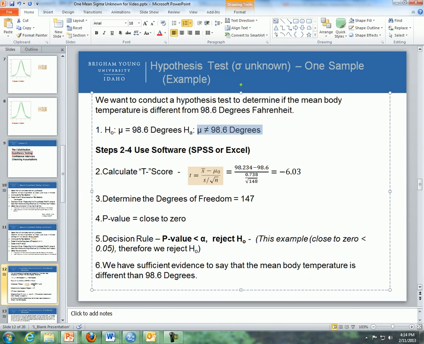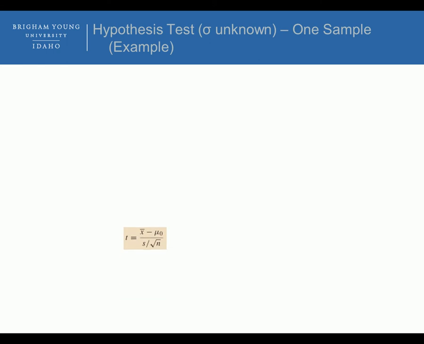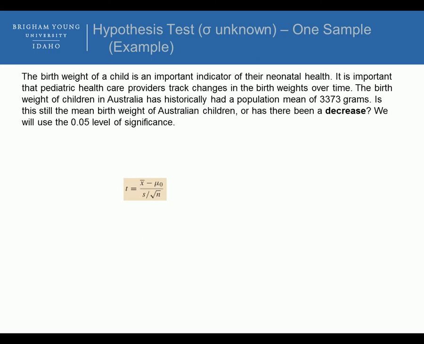So now let's go through one more example here. The birth weight of a child is an important indicator of their neonatal health. It is important that pediatric healthcare providers track changes in birth weight over time. The birth weight of children in Australia has historically had a population mean of 3,373 grams. Is this still the mean birth weight of Australian children, or has there been a decrease? And we'll use a level of significance of 0.05.